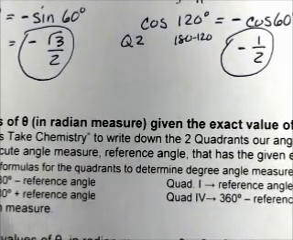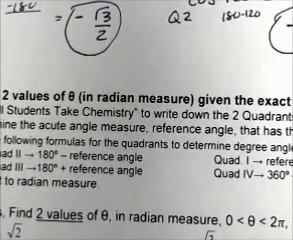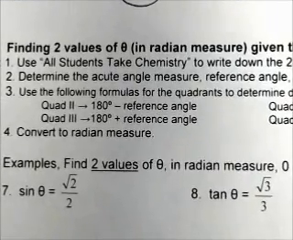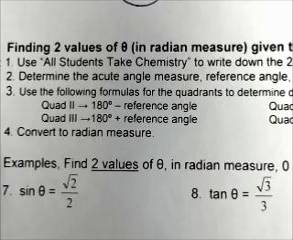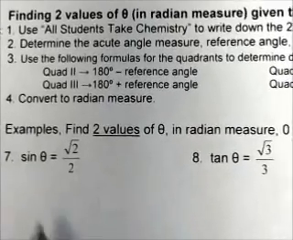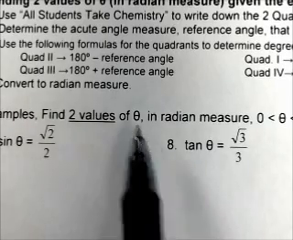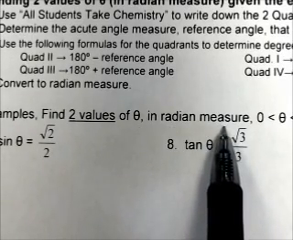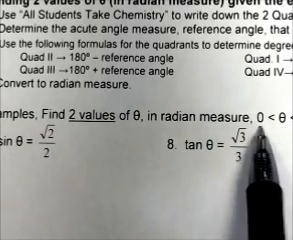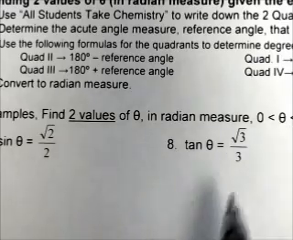Okay, hopefully this should sound familiar because we did this as well in chapter 9. And then once we have our degree measure, we'll have to convert to radian measure by multiplying by pi over 180. All right, so we want to find two values of theta, theta being an angle measure in radian measure. And theta has to be greater than 0 and less than 2 pi.